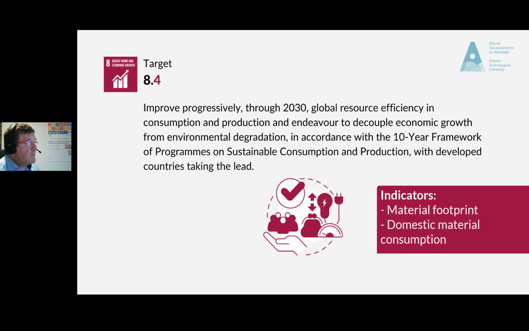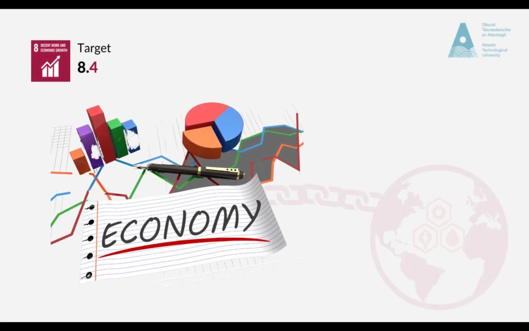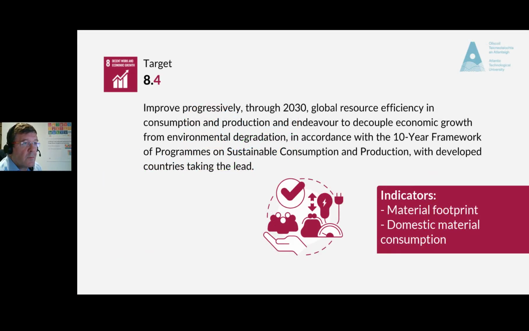Indicators are the material footprint per capita and material footprint per GDP, domestic material consumption per capita, and domestic material consumption per GDP. So we have to be very careful about the linkage that we have between economic growth and environmental damage. And as the target points out, decoupling economic growth from environmental damage is absolutely essential going forward.